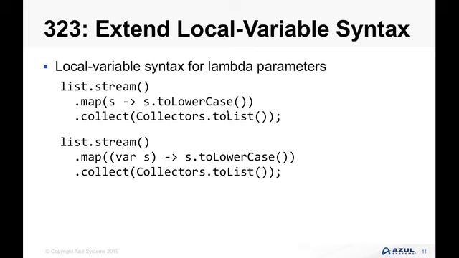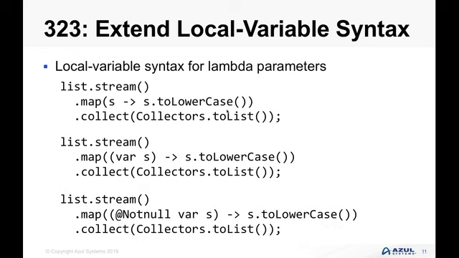And of course you look at that and you go, why would I do that? It doesn't make any sense. There's absolutely nothing to be gained by doing that. I already have type inference. Why would I use type inference again? And the answer is that there is one particular case where this actually makes sense. And that is if you are using an annotation on your lambda parameter.